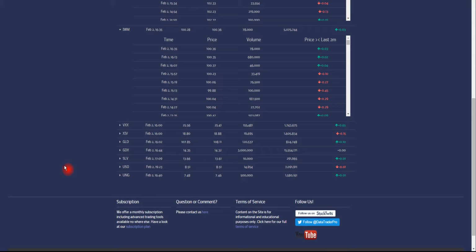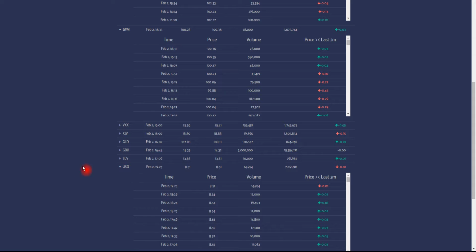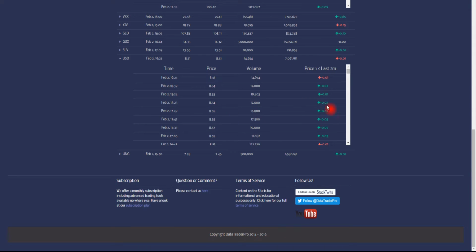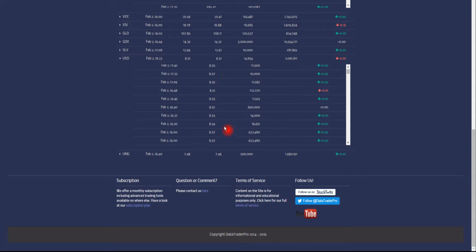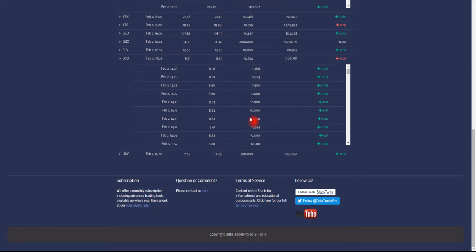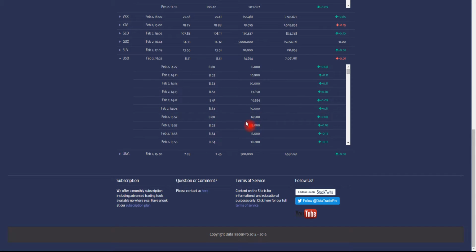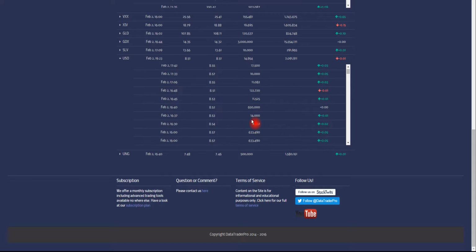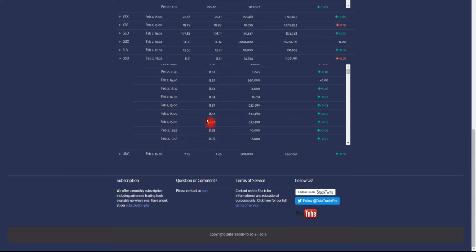USO, let's confirm the USO size or price, and what do we have here? Oh yeah, okay. So we've got all in the 855 region. Those are smaller. The big guys are in this 857. That's pretty much it for the day. There was a lot of small size block trades, but the big guys were at 857 on USO.